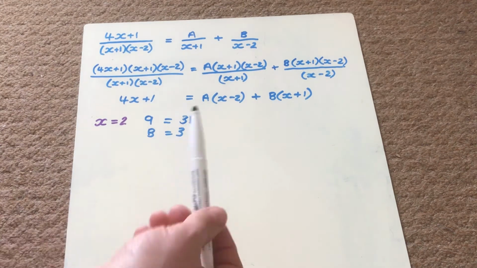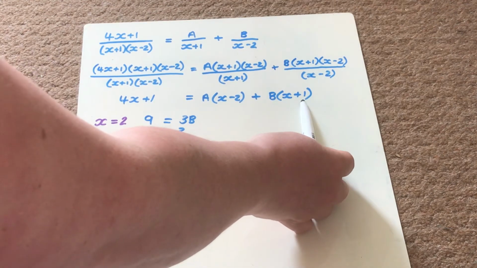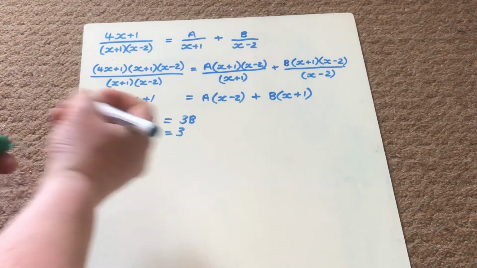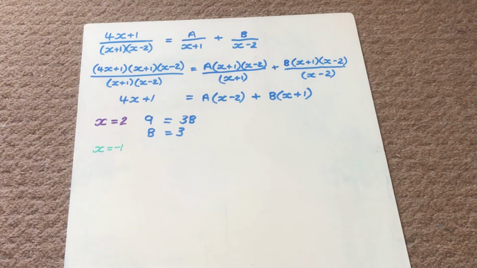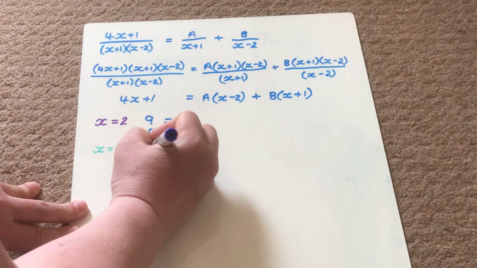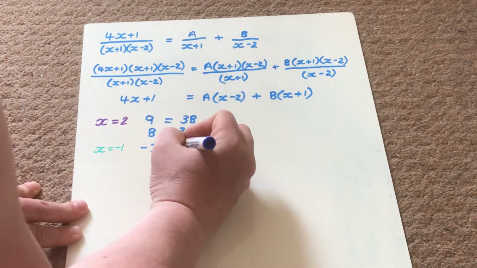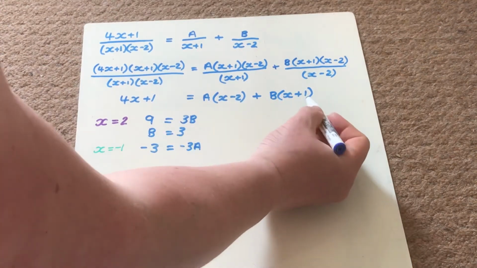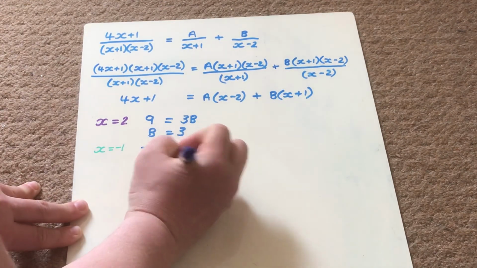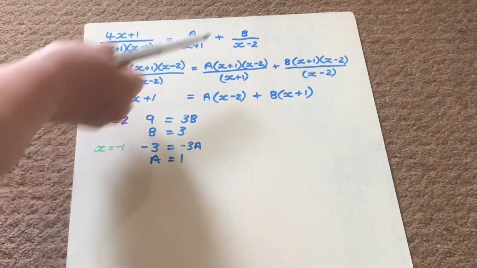To work out what A is, we need to choose a value for x which eliminates B. To eliminate B, this bracket must be equal to 0, so x must be negative 1. So that's my second choice of value of x. Again, substitute it in. 4 times negative 1 is negative 4, plus 1 is negative 3. Negative 1 take away 2 is negative 3, so we've got negative 3A. That bracket's 0, so we've got no B's. Divide both sides by negative 3, and we get that A is 1. So we've worked out that A is 1, B is 3.